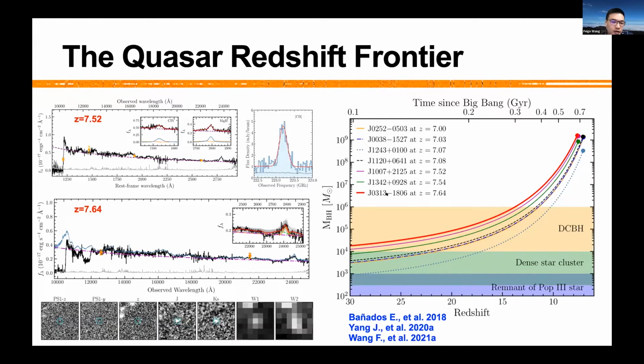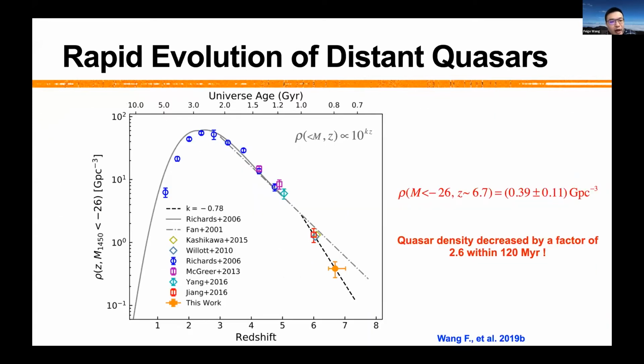So these are the most distant ones. By combining all the quasars we have known from redshift 6.5 to beyond 7, we can finally measure the density of those luminous quasars. Let's go back to the density evolution plot of quasars. These orange data points show the recent measurement of the redshift 7 quasars. You can see that from redshift 3 to redshift 6, the quasar density is declining exponentially, but at redshift beyond 7, the decline rate is even higher, which means that the quasar evolution is very fast. The quasar density decreased by a factor of 2.6 within just 120 million years. This is a really short time.